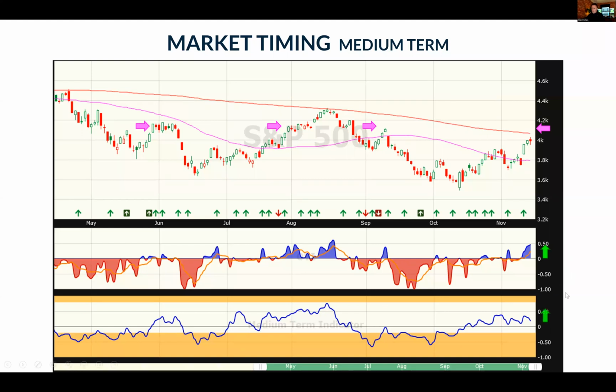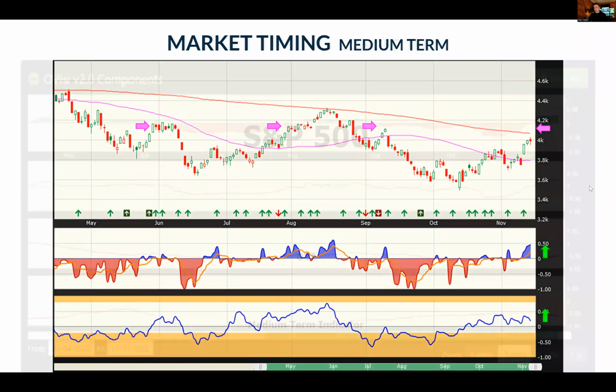And then I have what's called the medium-term timer. This medium-term timer is currently, and has been, literally since the middle of September, literally right here, positive and not oversold. That's what this means. It's in positive territory, but it's not in the orange area or the yellow area. It's not oversold. And that's correlated really nicely with this move. Again, this is all stuff that's out there and available.